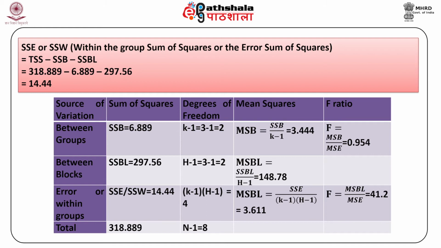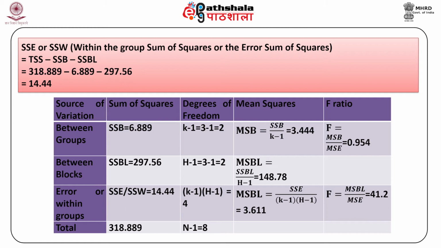We can place all these values in our table, which is given below, and on the basis of these substitutions, we can find out the mean squares as well as the F ratios. In the second column of sum of squares, you can see we have just substituted the values of SSB, SSBL, SSE or SSW and total sum of squares, which are borrowed from the calculations we made just now. Now, the degrees of freedom for between groups is k minus 1 and therefore is equal to 3 minus 1 equal to 2.